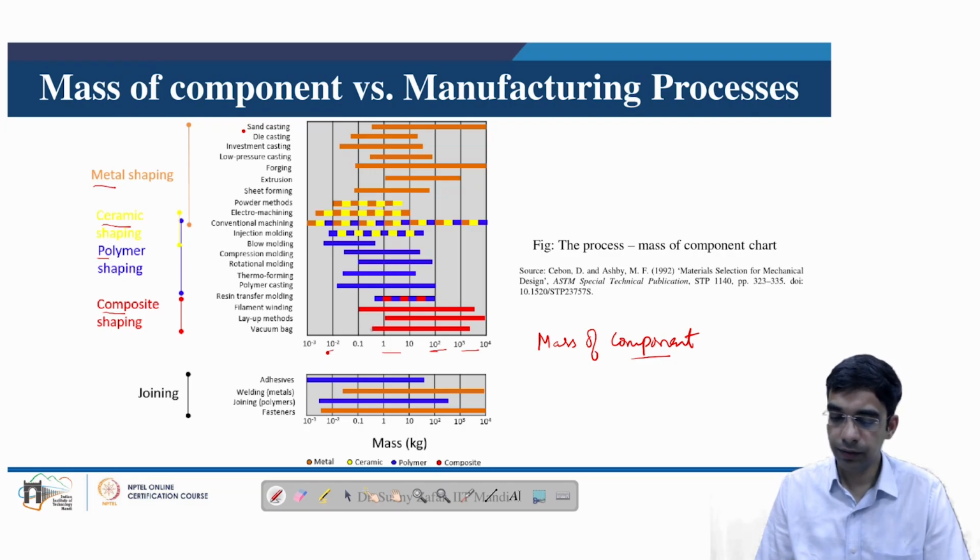So the range of mass which a particular process can manage, and accordingly the color coding, highlights which process is suitable for which material and up to what mass of the product, because mass of the product is very important in the functionality. And similarly in joining also we can see that fasteners can join even very small products of 10 raised to the power minus 2 kilogram. Also they can join very large products, as we have seen in bridges and so on, where several rivets are used. So this provides a versatility to the use of fasteners as an example.